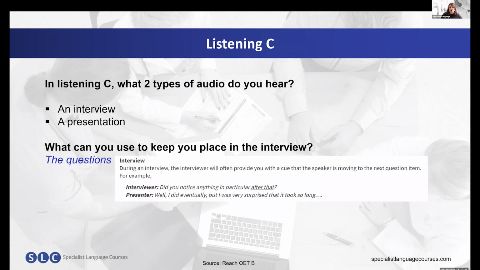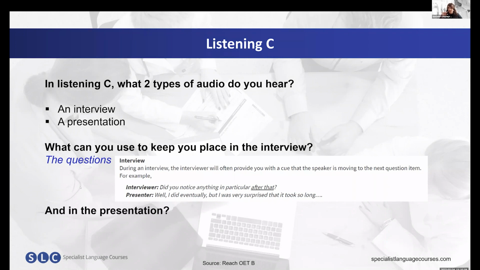You can use the questions as a cue or an indicator that the speaker is moving on to the next question. Therefore, you should move on to the next question on your exam paper. For example, you might have something like, did you notice anything in particular after that? And then the presenter starts talking.